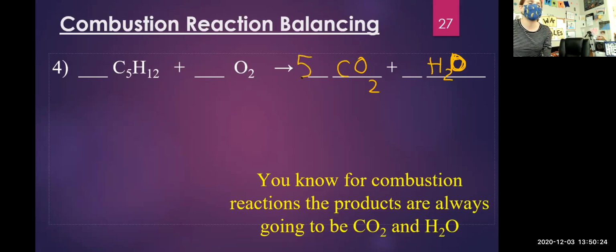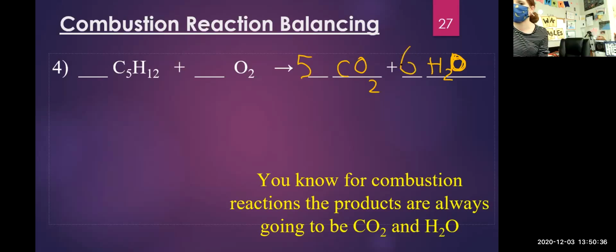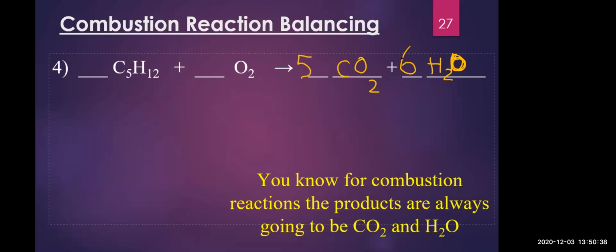5. All right, so now let's do our H order. What's next? We got 12 over here. How many do we have over here? What do you need to do to make it 12? 6. Good job. I was close. It was 6, not 7.